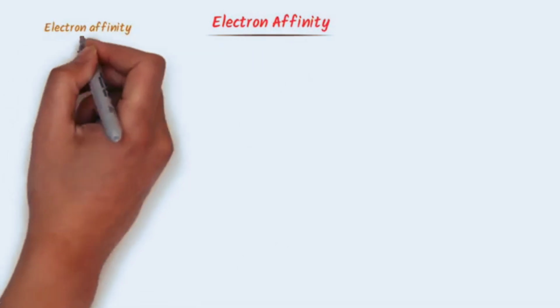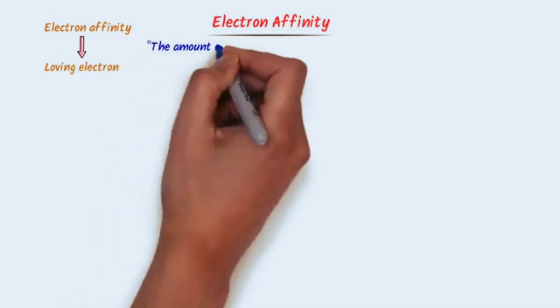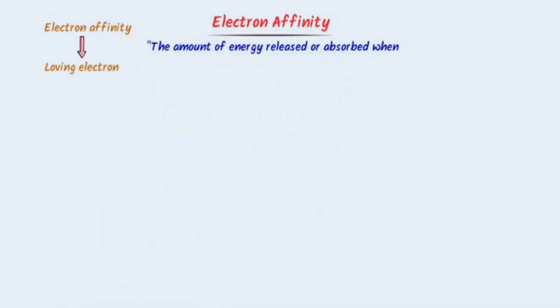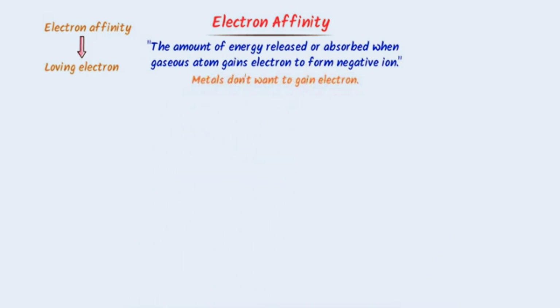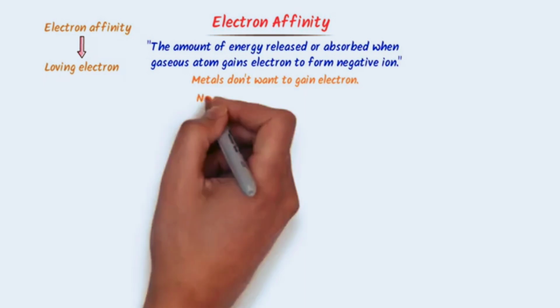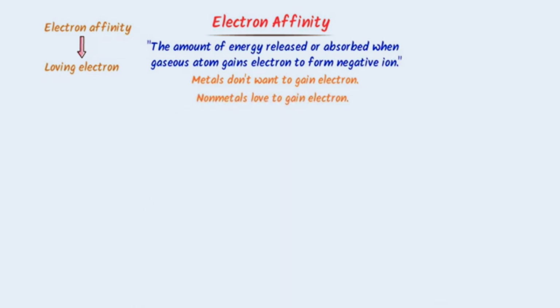Electron affinity means loving electron. We define electron affinity as the amount of energy released or absorbed when a gaseous atom gains an electron to form a negatively charged ion. Here, remember this very important point. We know that metals do not want to gain electrons. That's why metals like sodium, magnesium, calcium lose electrons, while non-metals love to gain electrons. That's why non-metals like chlorine and oxygen always gain electrons.